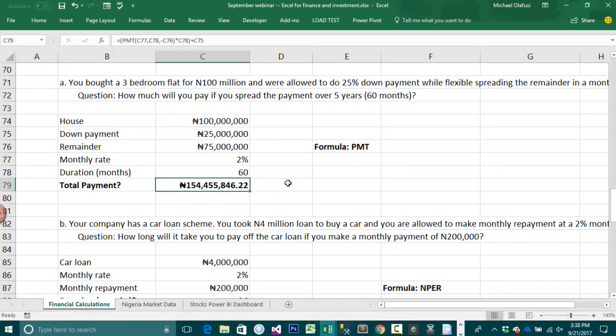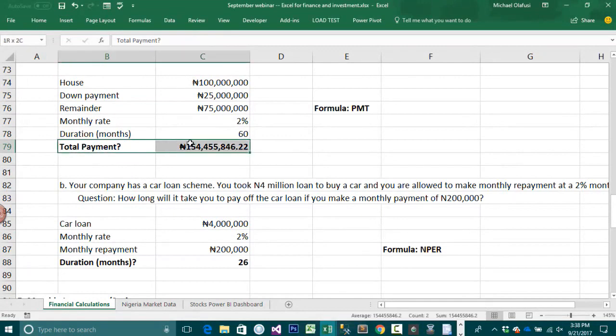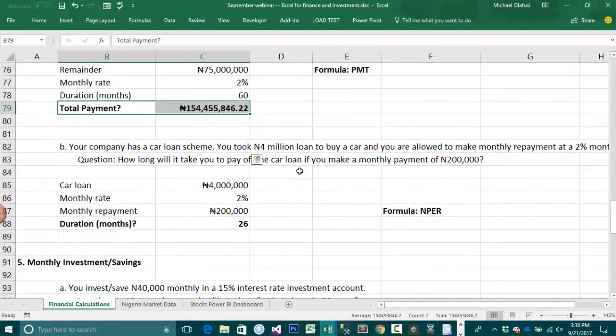So instead of just looking at it as, okay, I can afford 2 million naira per month, this actually shows you at the end of the period what you will have paid back, and then you will know maybe that house isn't that worth it, or maybe there are other options you should check out. So this makes you a lot better at handling your personal finance, house plan, and the rest.